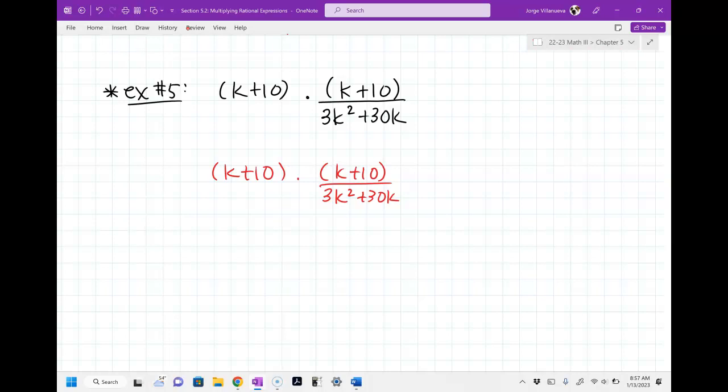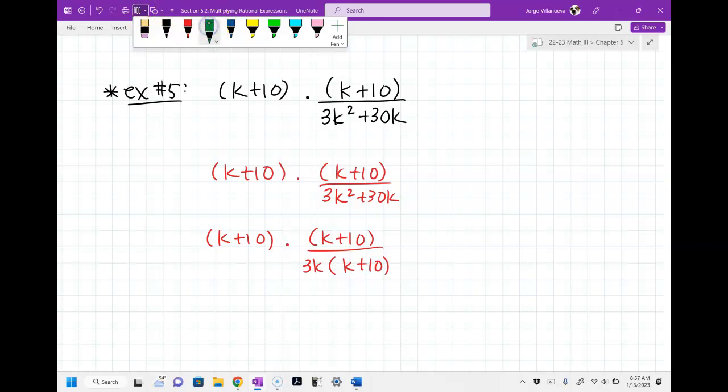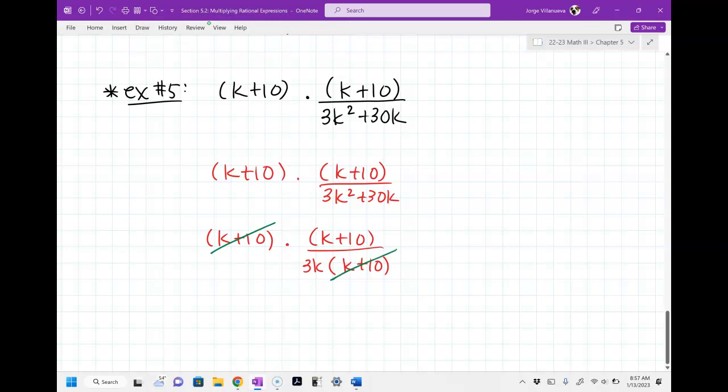So let me rewrite this. k plus 10 times k plus 10 over 3k, that's what I'm factoring, k plus 10. What can I do here? Cancel out k plus 10. Can I only cancel out the one on top and on bottom, or can I also go diagonally? Yeah, I can go diagonally too. So you can choose. If you want to go this one and this one, feel free. If you want to go this one with this one, it's the same thing.